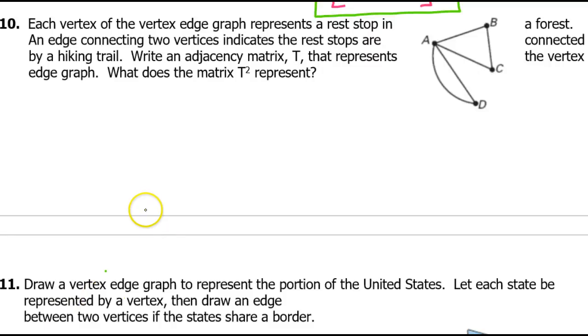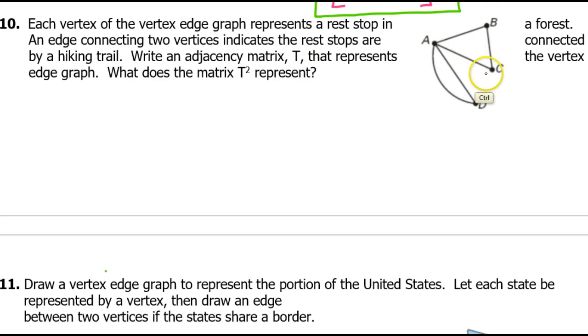All right, in this video, let's talk about vertex edge graphs and how they kind of work. Each vertex of a vertex edge graph represents a rest stop in a forest. An edge containing the vertices indicates the rest stops are connected. So basically the edges are hiking trails. Write an adjacency matrix, T, that represents the edge graph. And then tell me, what does matrix T squared represent?